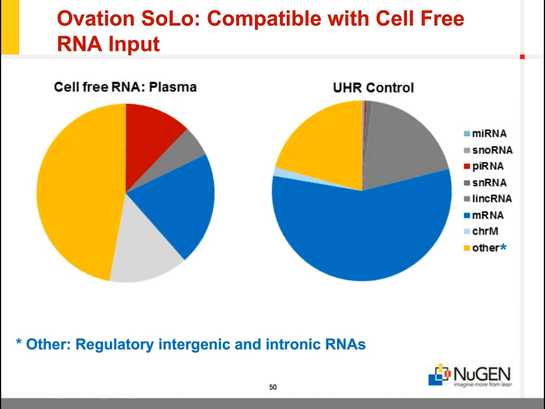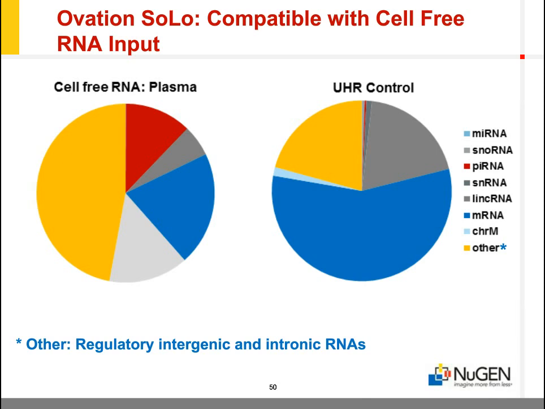Once we generated final libraries and sequenced them, we compared the distribution of RNA classes detected between the plasma RNA samples and the UHR control. As shown here, while the majority of the UHR control was mRNA, only about 15 to 20% of the plasma RNA mapped to mRNA sequences. Conversely, the majority of the plasma RNA samples fell into this other category, which includes regulatory intergenic and intronic RNAs, which can be explored as novel sources of non-coding RNA biomarkers.